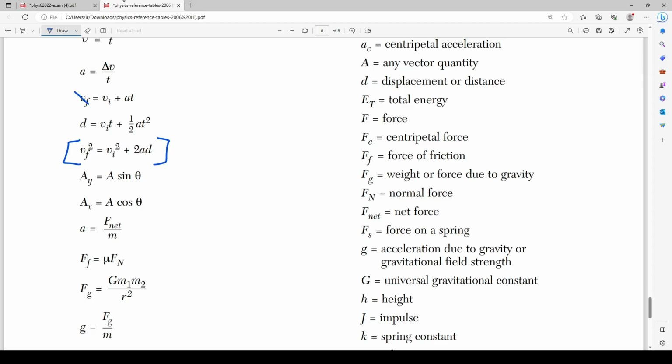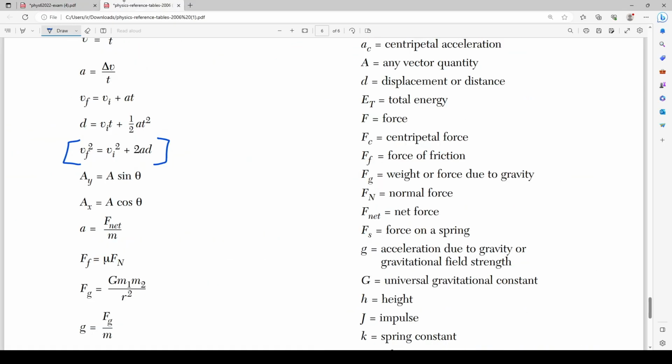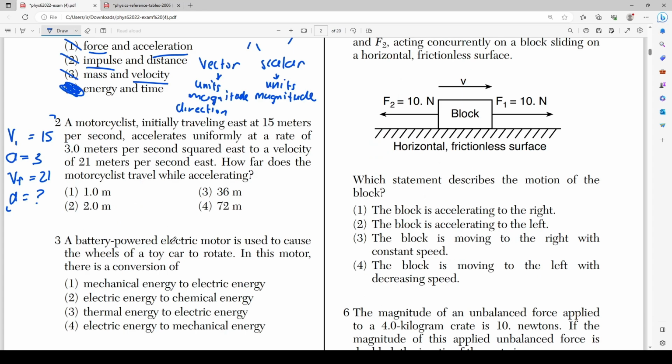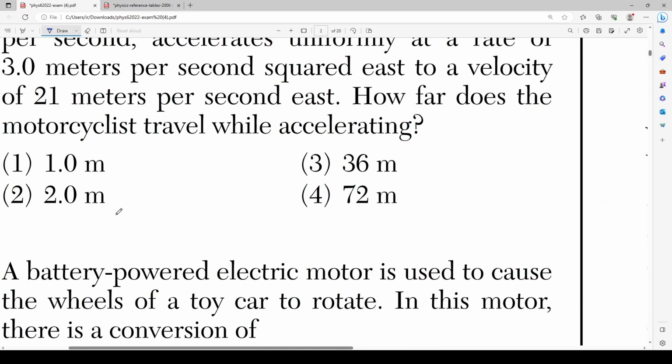I can't use this one because it doesn't talk about v initial, right? Or sorry, rather it doesn't talk about distance at all, right? And I can't use this one because it doesn't incorporate velocity final, right? So in order to find my formula, I'm just going to have to write everything that they give me and everything that they're asking me, and I'm going to match that with whatever formula is here, right? So now that I know my formula, I'm going to plug in all my values and then solve algebraically, right?